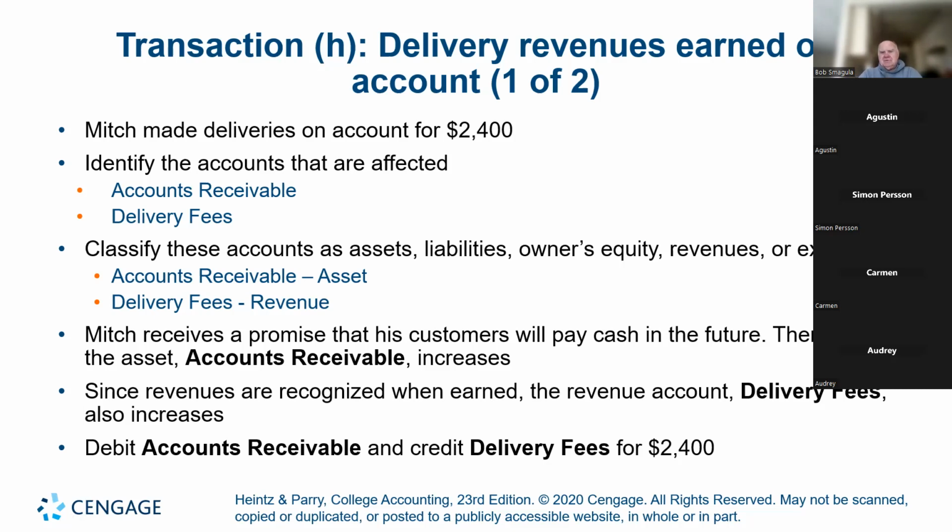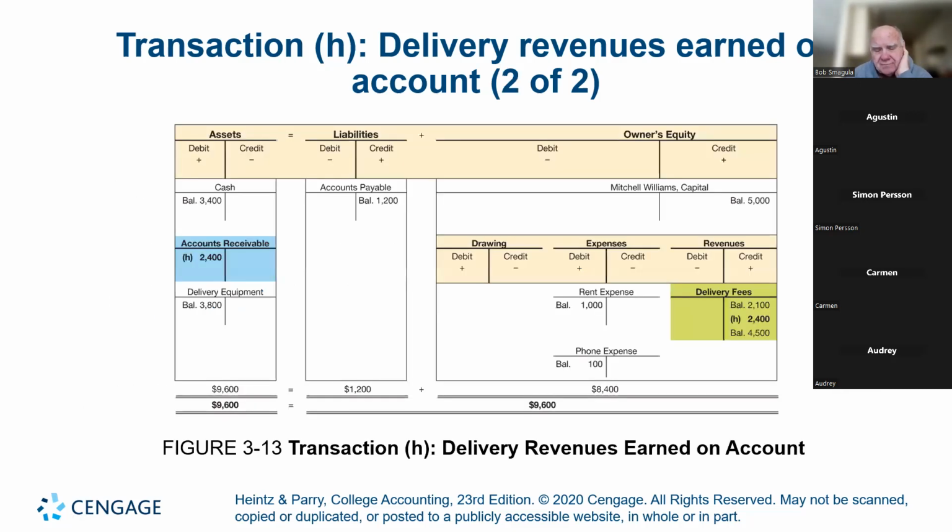So delivery revenues are on account. Revenues go up and accounts receivable is going to go up, huh? Not the cash. Take a look here. Debit accounts receivable. There is a new account you're seeing for the first time, huh? Accounts receivable. That's how much our customers owe us at this point in time, okay? 2,400, and we credit revenue right here.